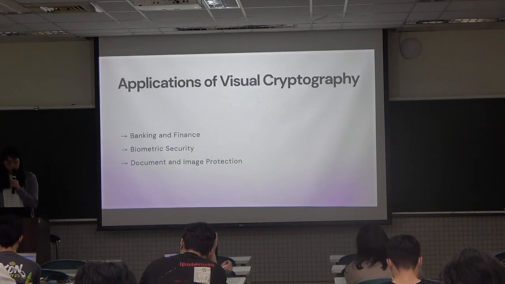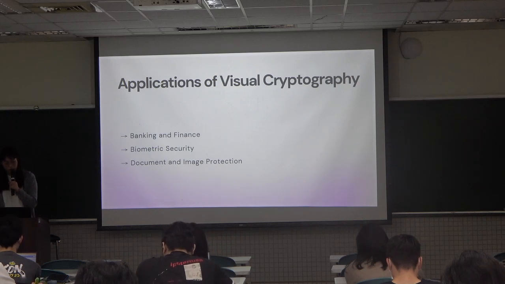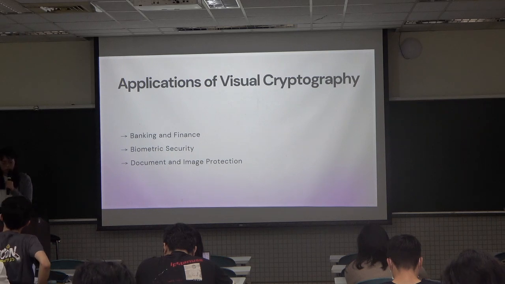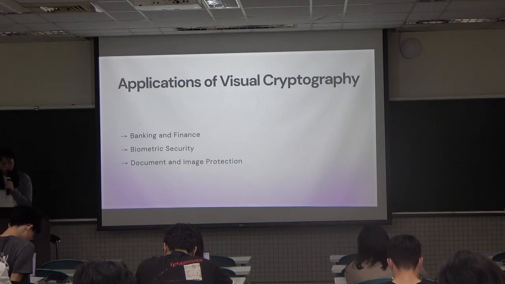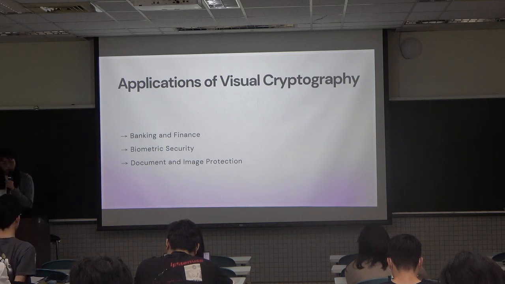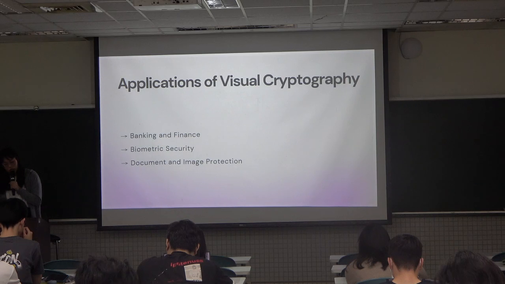As such, we will introduce some applications of visual cryptography. In the banking sector, it's used for secure transactions, payment distribution, and sharing confidential financial information among authorized personnel, and in biometric security systems. Visual cryptography also plays a role where multiple factors are required for authentication, ensuring a higher level of security.